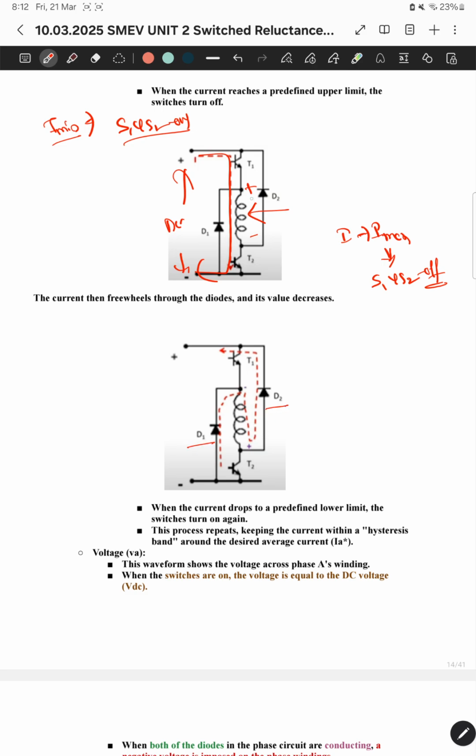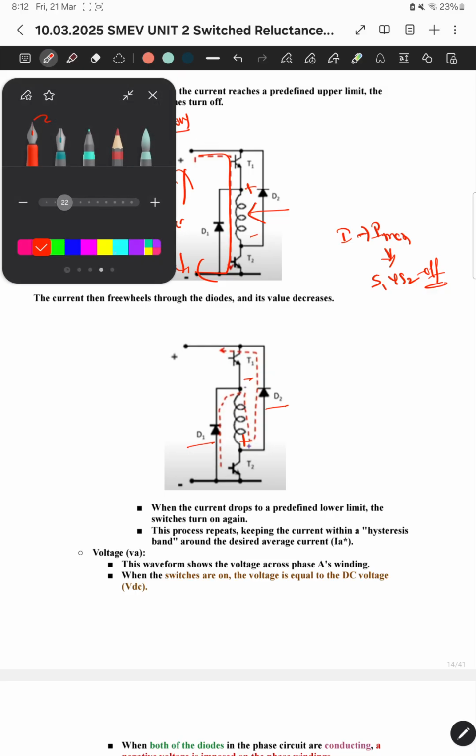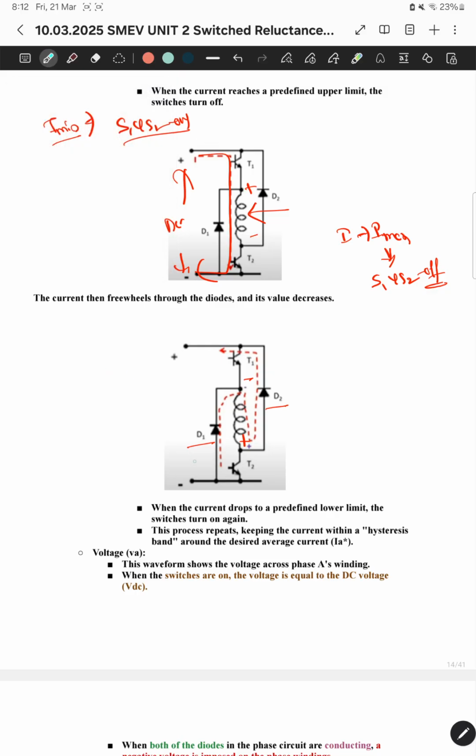And previously, whatever energy was stored in the inductor, when it tries to interchange its polarity, at the time of freewheeling action, the direction of current will be like this. I'll try to change the color. So the freewheeling action takes place, and as D1 and D2 are on here, the current direction will continue to remain the same, but only the polarity changes.